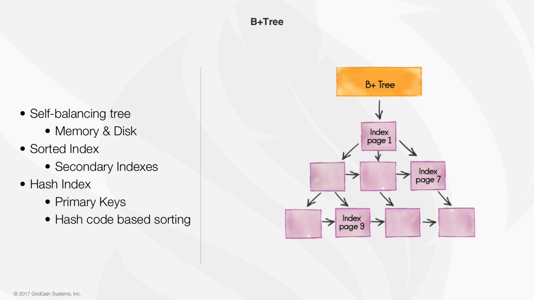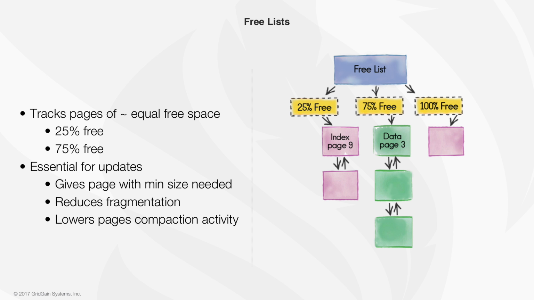We have a system similar to the buddy system of Linux, where we have a special free list data structure that tracks pages by the amount of free space left. For instance, when you need to insert an entry into memory, and we know that this entry can fit into a page that has 25% space left, then we will use this page. And this is how Ignite is able to reduce the fragmentation that happens continuously and endlessly over time, and how you can lower different compaction activities.